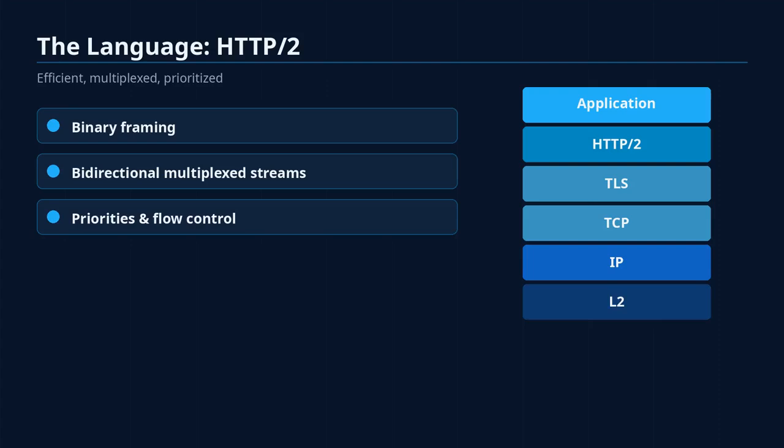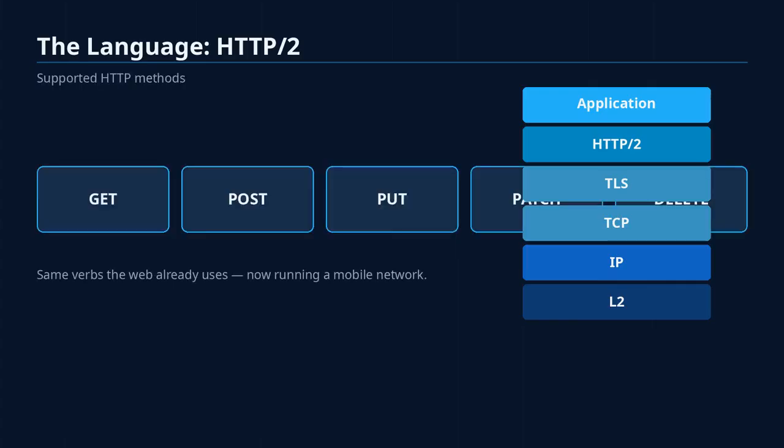And within that HTTP/2 conversation, network functions use familiar verbs to act on data. GET to read something, POST to create something, PUT to update it, PATCH for a partial update, and DELETE to remove it. Same vocabulary the web already runs on, just repurposed to run a mobile network.